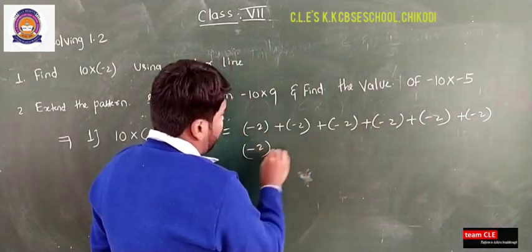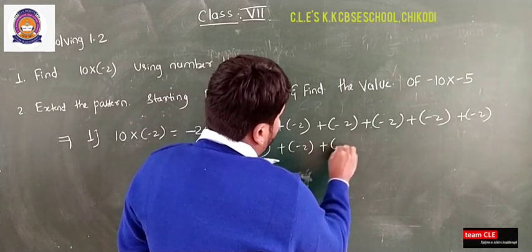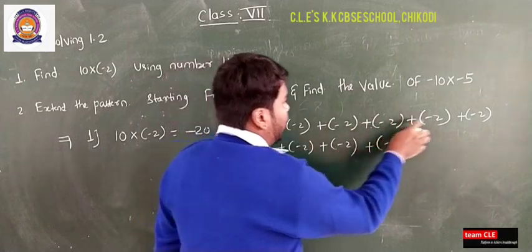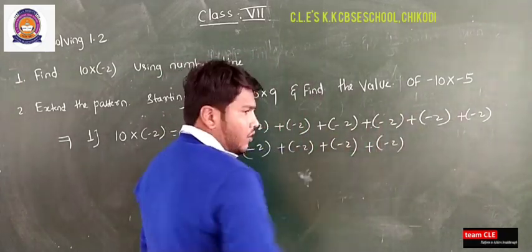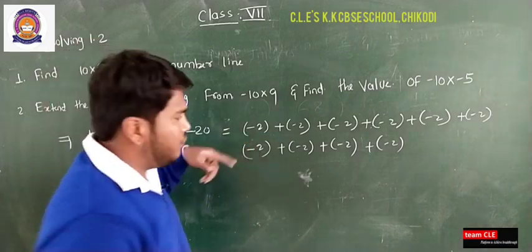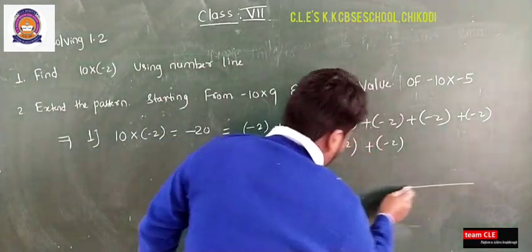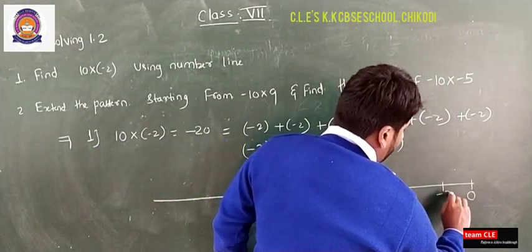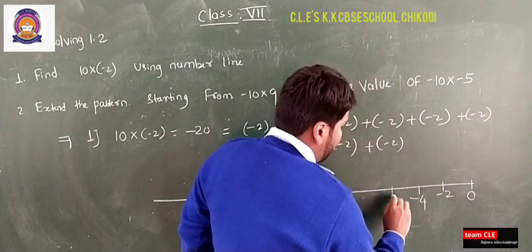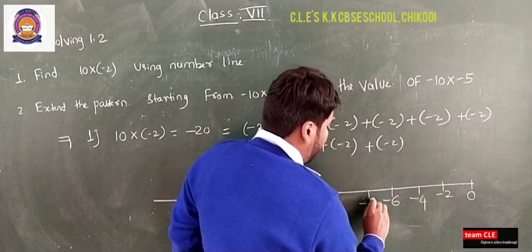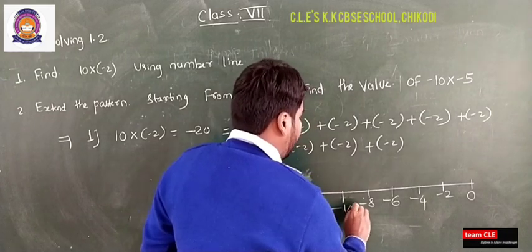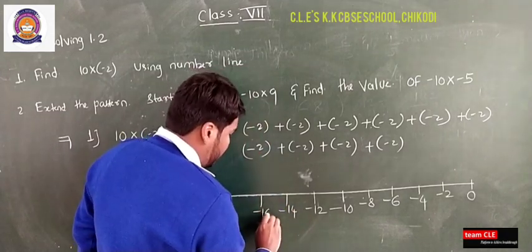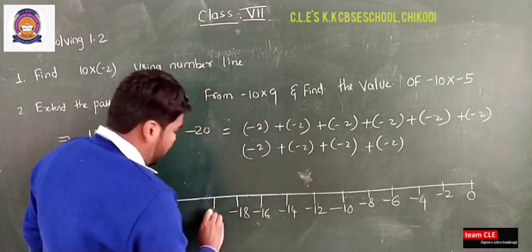Next, minus 2 plus of minus 2 plus of minus 2. So 1, 2, 3, 4, 5, 6, 7, 8, 9, 10. So this you have to split in the form of minus 2, and you have to write it in the form of a number line. So I will draw this, I will take this as 0, minus 2, minus 4, minus 6, minus 8. Just write the 2 table, minus 10, minus 12, minus 14, minus 16, minus 18, minus 20.